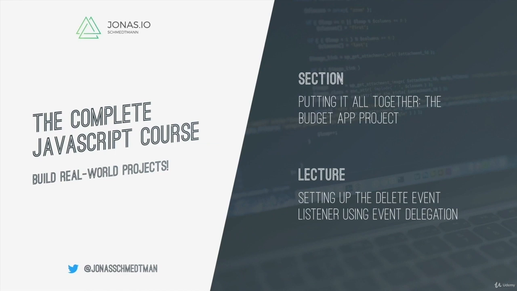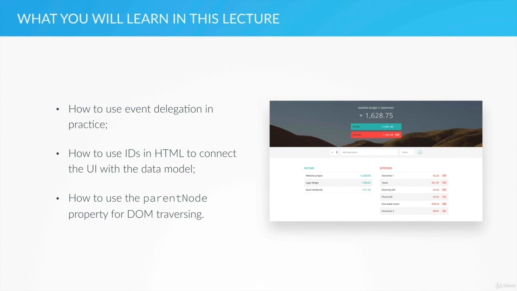Alright, now that we know about event delegation, we're finally going to start implementing the code to delete income or expense items from the app. And so in this lecture, you're going to learn how to use event delegation in practice using the concepts of event bubbling and target element. And you're also going to learn how to use unique IDs in HTML to connect the user interface with the data model, and how to use the parent node property for DOM traversing.